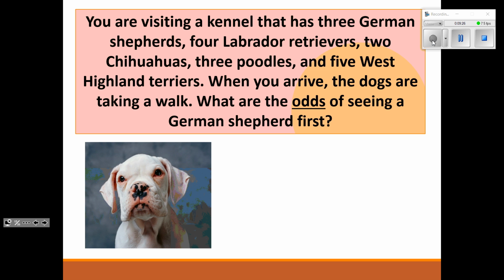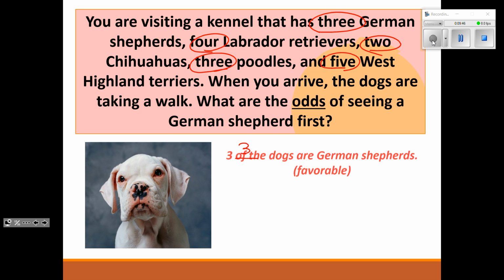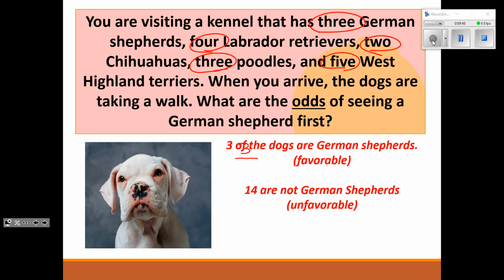Here's the dog kennel example. 3 German Shepherds, 4 Labrador Retrievers, 2 Chihuahuas, 3 Poodles, 5 West Highland Terriers. What are the odds of seeing a German Shepherd first? So how many are German Shepherds? There were 3. How many of them were not German Shepherds? I think there were 17, so that would make 14 that are not German Shepherds. So our odds are going to be 3 to 14.